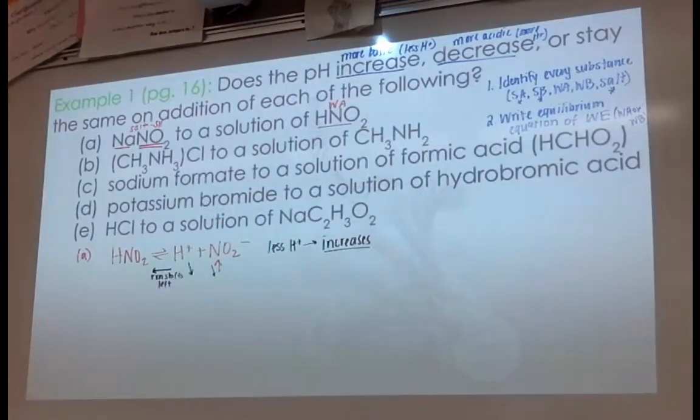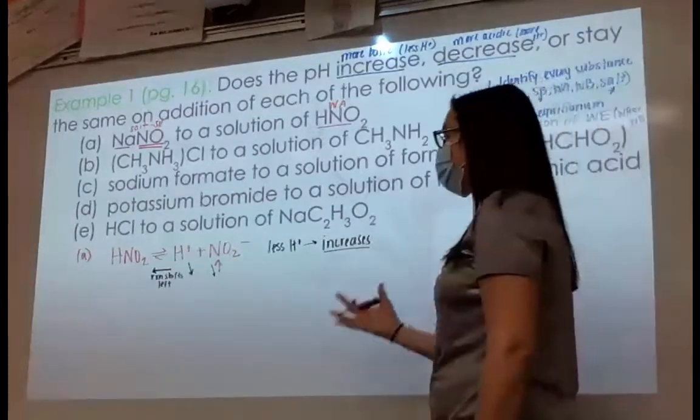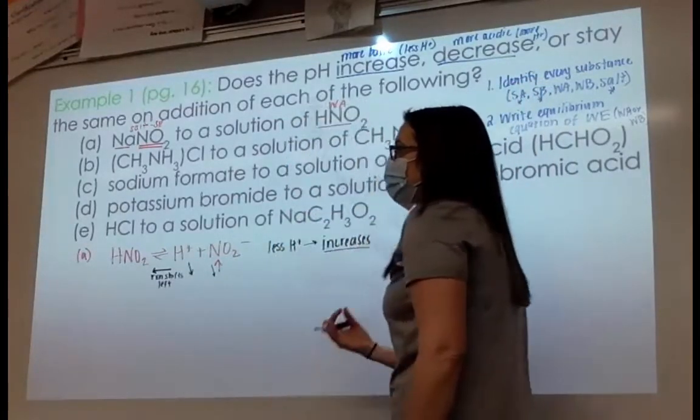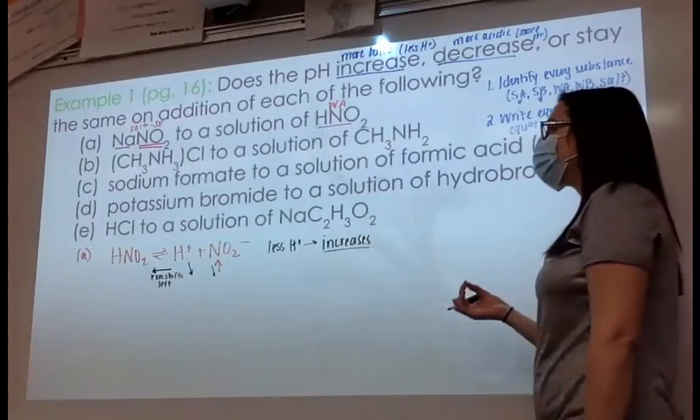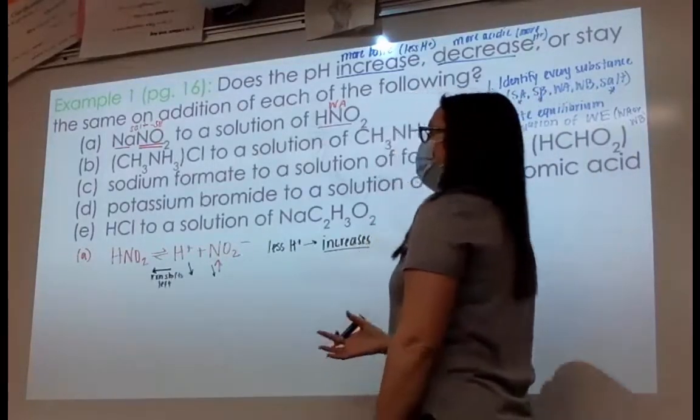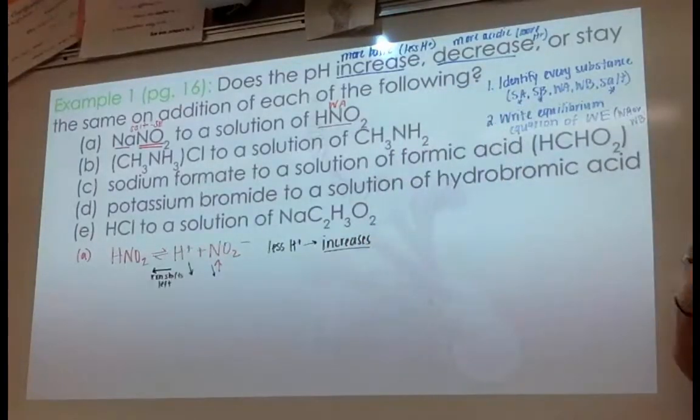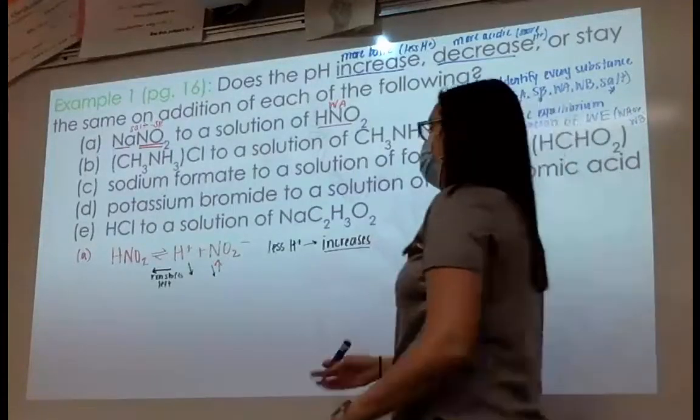So this is thinking about how the reaction shifts, because remember, as we add a common ion, we are not changing the equilibrium constant. The only thing that changes the equilibrium constant is temperature. We are looking at Q versus K. We're looking at the reaction shifting to get back to equilibrium.